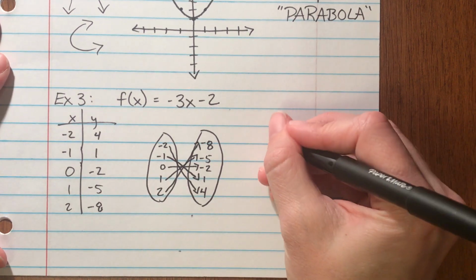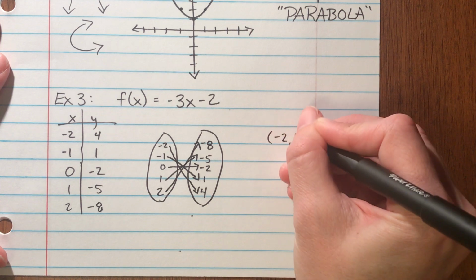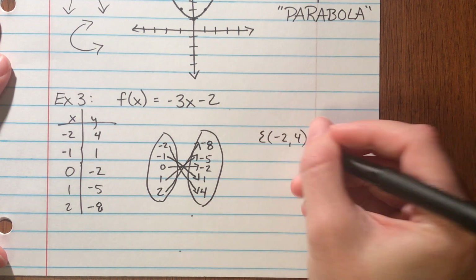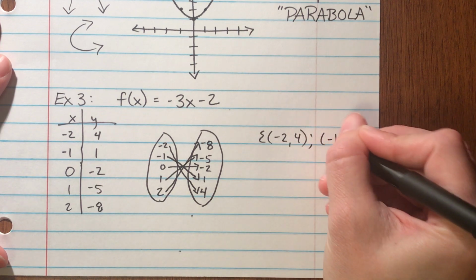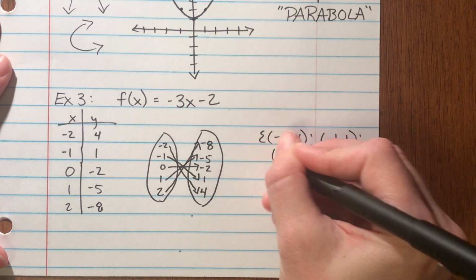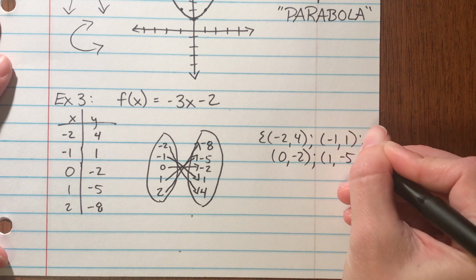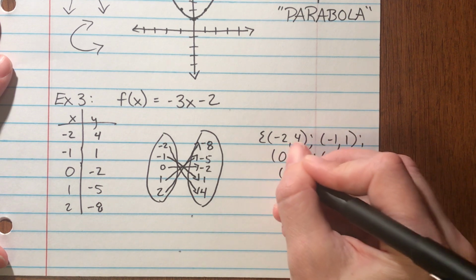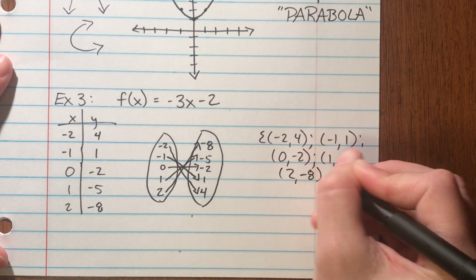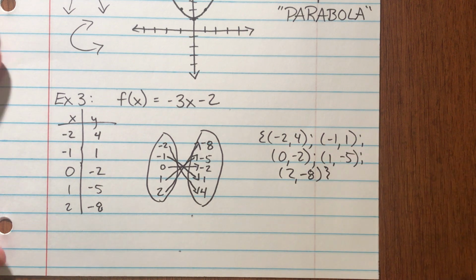Your ordered pairs are going to be -2, 4. They're going to be, I'm going to put those in curly brackets, -1, 1. They're going to be 0, -2. They're going to be 1, -5, and they're going to be 2, -8. So those are your ordered pairs that you should then graph.